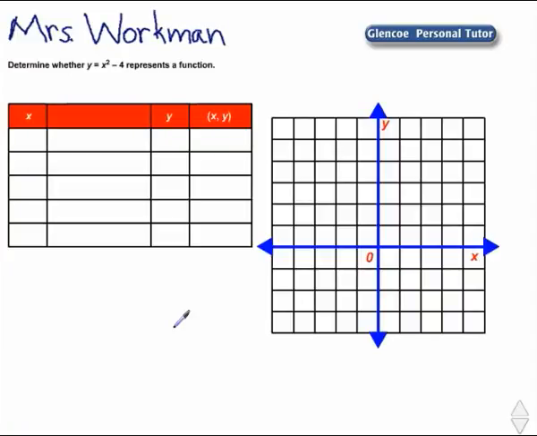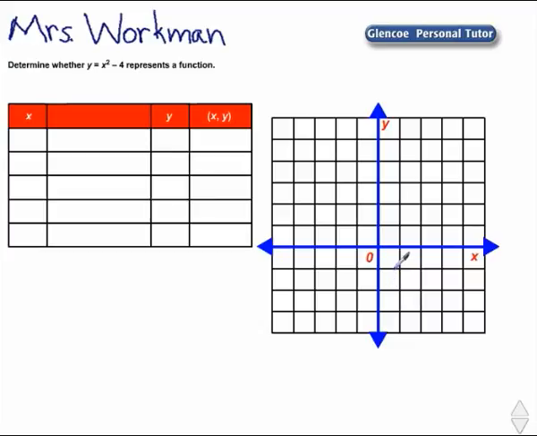Determine whether y equals x squared minus 4 represents a function. The first thing we'll need to do is complete the chart and generate a list of ordered pairs. And we're going to plot the ordered pairs and connect those points with a smooth curve. And then we're going to test the graph using the vertical line test.